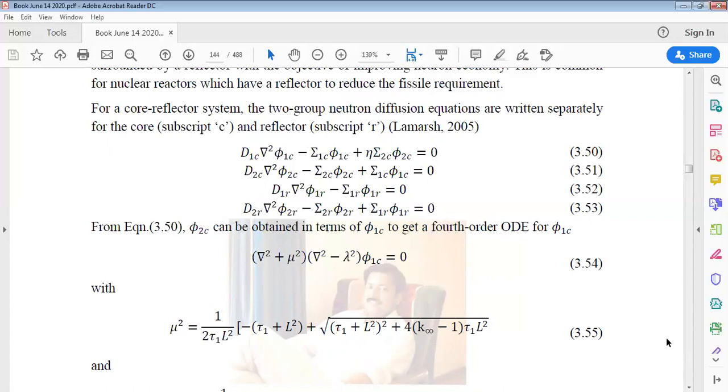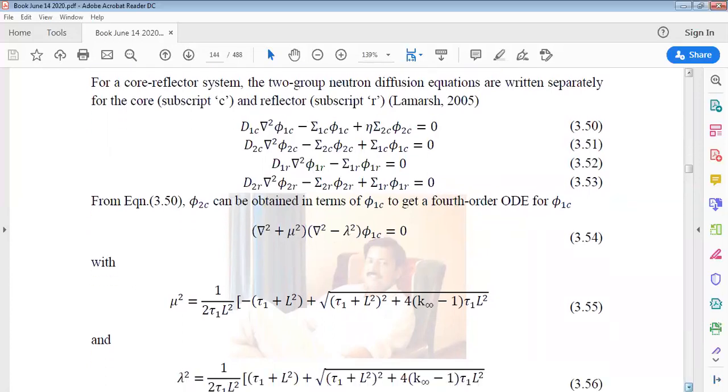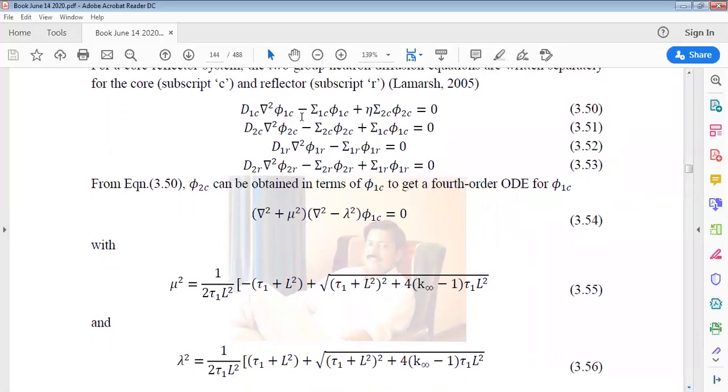So the size of the problem is going to become bigger. Conceptually, the problem is the same, except that now you've got 4 variables. So the vector phi consists of phi1, phi2 for the core and phi1, phi2 for the reflector. So these are 4 equations. For 4 equations, a nice, neat way is to get a 4th order ODE, and you can show a 4th order if you rearrange these. For example, let's get rid of phi 2c. So phi 2c from here, if I put this on the right-hand side, in terms of phi 1c, it becomes equation 354.